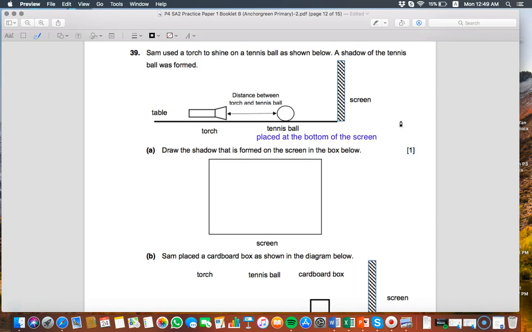If the tennis ball is placed at the bottom of the screen, how come many of you drew your shadow in the middle, at the top, nowhere near the bottom of the screen? So that is wrong.